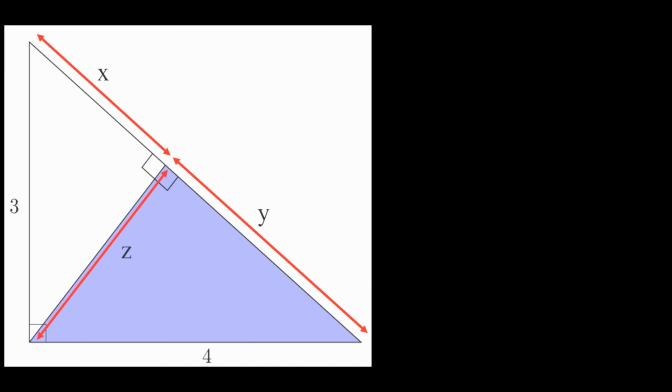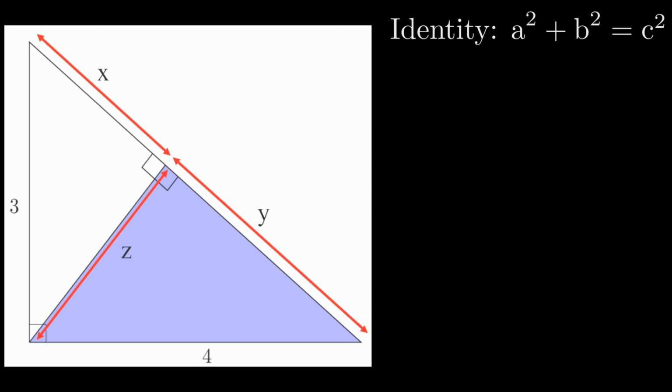Hey everyone, in this video we're going to figure out what x, y and z are. So we have one larger triangle with two smaller triangles inside of it. Now all we really need to do is use Pythagoras' theorem and we end up with a system of three equations. So let's begin. We have a squared plus b squared is equal to c squared.